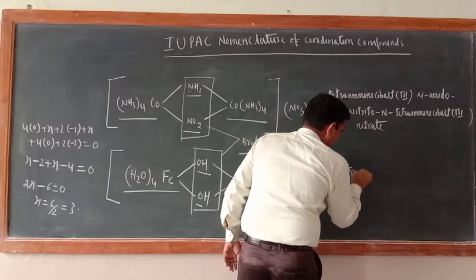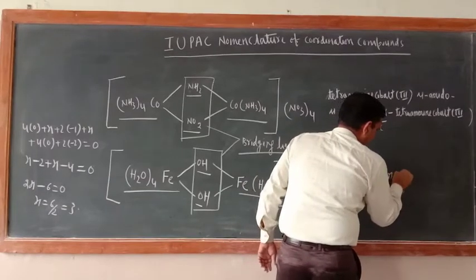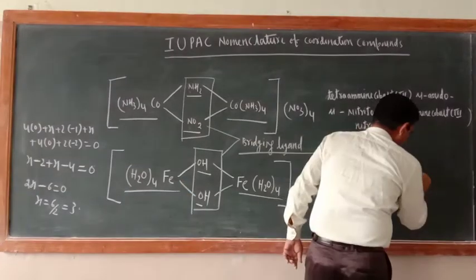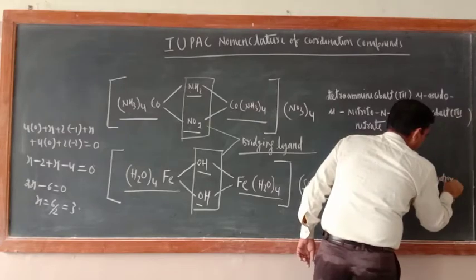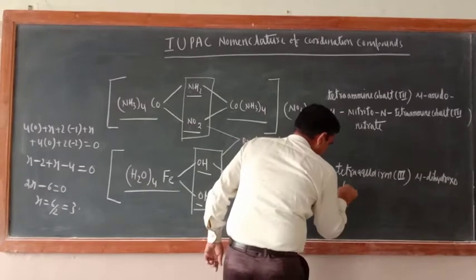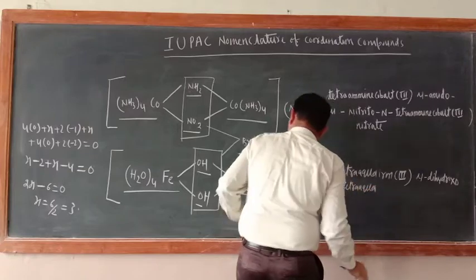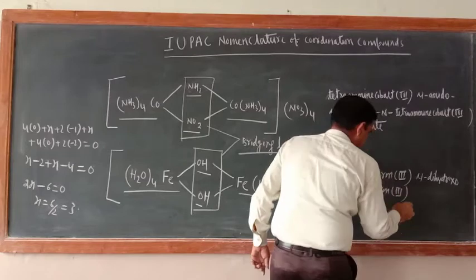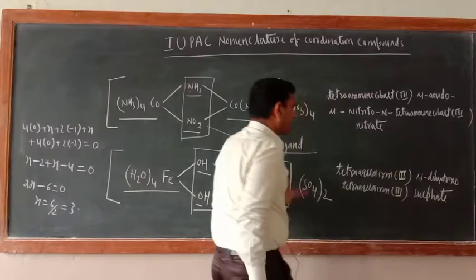Tetraaqua iron(III), then mu-dihydroxo, then the next one is tetraaqua iron(III) sulfate. Okay, so the remaining rule is the same only.